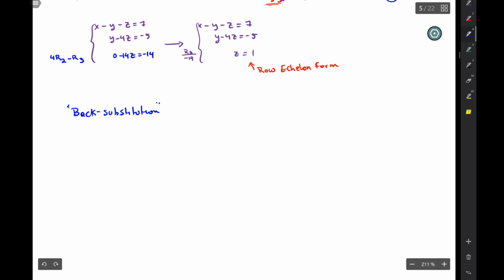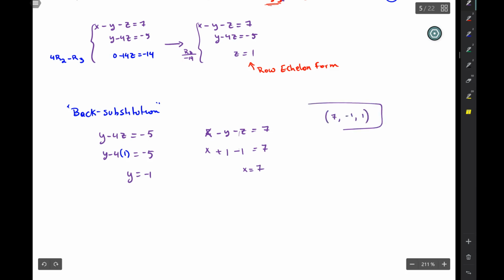So z is equal to 1, and now y minus 4z is equal to negative 5. y minus 4 times 1 is equal to negative 5. So what's y? Negative 1. All right? And now x minus y minus z is 7. So x plus 1, right, minus 1 is equal to 7. How much is x? 7. Yay. So finally, here's what we have.